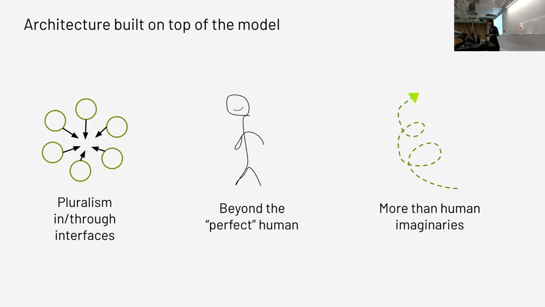Or GPT talks about it being an evolving being. What does an evolving being mean, right? How might that change how we think about designing these architectures? And yeah, so thinking about what are the imaginations that it opens up beyond this perfect human.